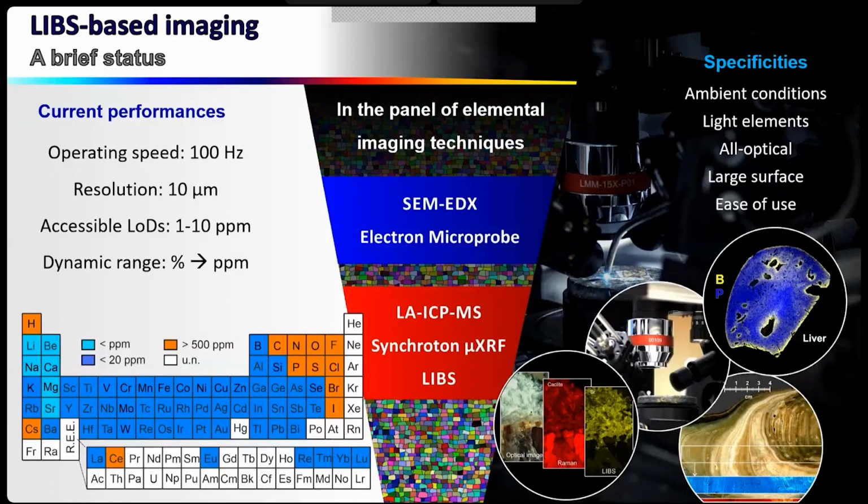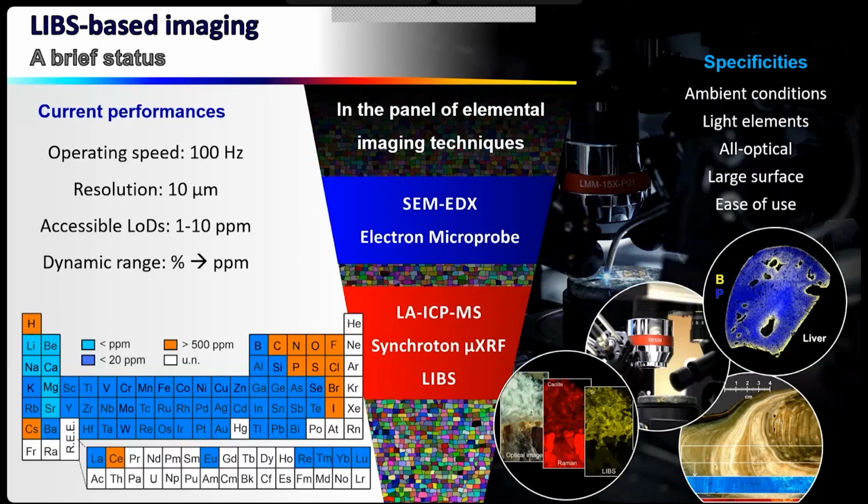Today, we are working at 100 Hertz with a resolution of 10 micrometer. It's not so huge, but it's not so easy also. With a limit of detection in the range of the ppm for almost most of the elements, but I will go back later on that. And you have a dynamic range of 6 orders of magnitude. So you can go from the ppm to the tens of % on the same spectrum.